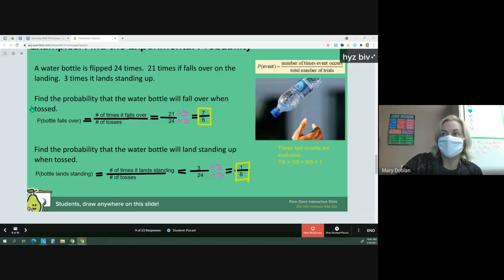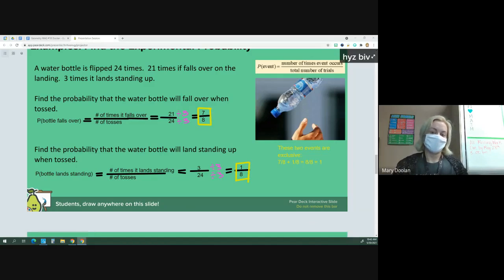So, when you're thinking about a situation, once you find one of these, I could have found this other probability by doing 1 minus 7/8 also. It would have worked out the same. But this is a good way to check your work when you're covering all the possibilities, and the events that you're looking at do not overlap. So these two events are exclusive, and we covered all the outcomes, which there's only 2. Falls over, it stands.